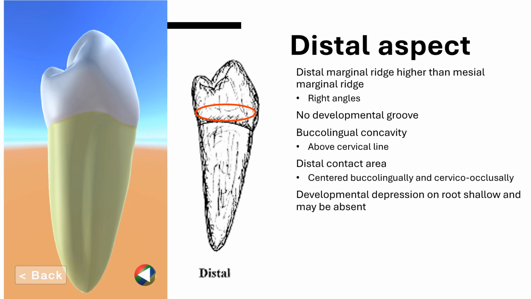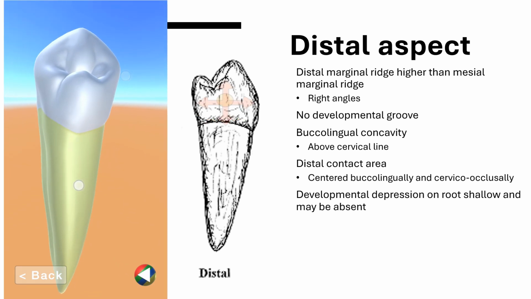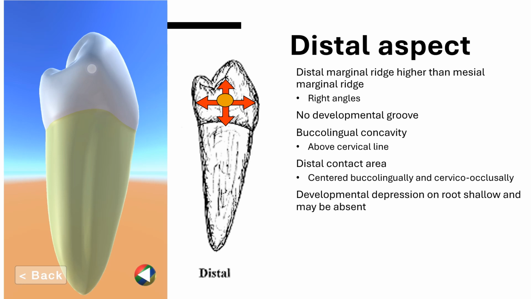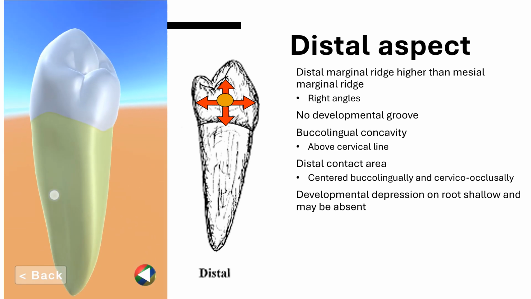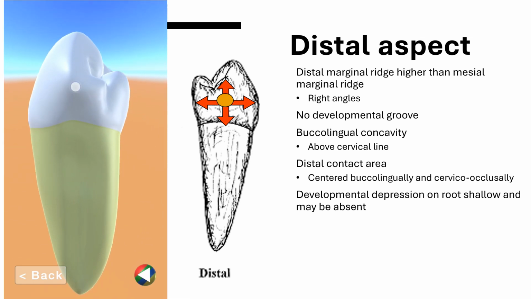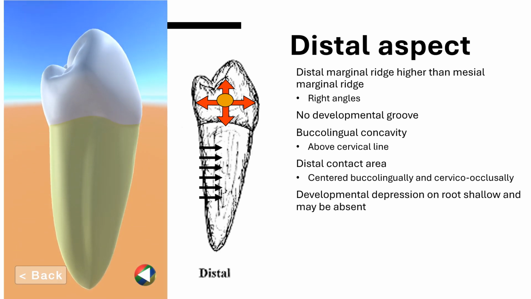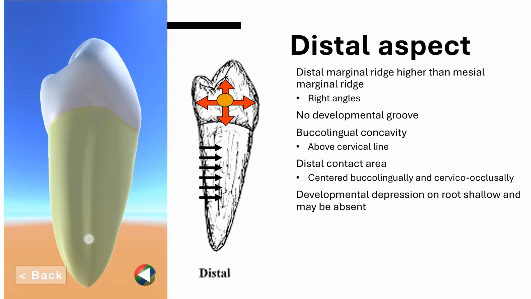A characteristic appearance which you should note is that the distal contact area is usually centered. So if you look at it here, it's in this position. So buccolingually, it is usually centered in the tooth, whereas the mesial contact area is actually anteriorly placed. So this is one of the differences between the mesial and the distal sides. The developmental depression on the root may or may not be present, but if present, it is shallow in nature.